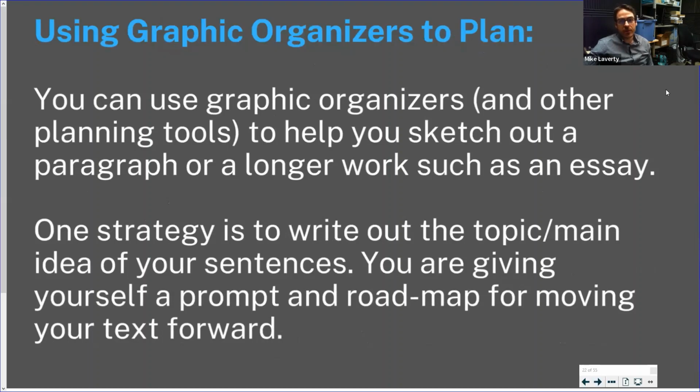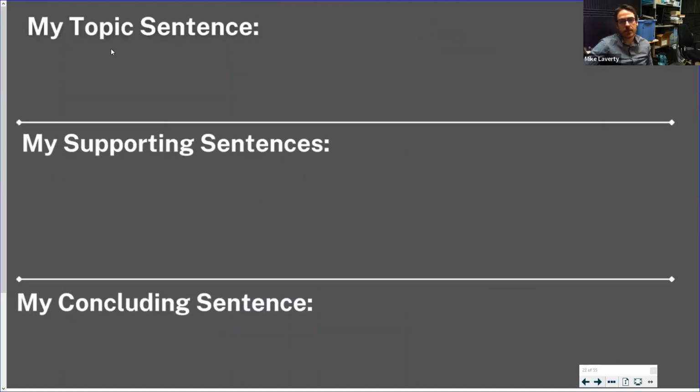So you might want to use a graphic organizer or other tools to help you sketch out a paragraph or a longer work, such as an essay. One strategy is to write out the topic or main idea of your sentence. You're giving yourself a prompt and a roadmap for moving your text forward. So I love this idea of making a map for yourself. Like, this is where we're going to go, and you're giving yourself prompts, like write a sentence about this, write a sentence about that. So here it could be my topic sentence, my supporting sentences, and my concluding sentence, right? So you could use a graphic organizer like this if you want, and just write down.